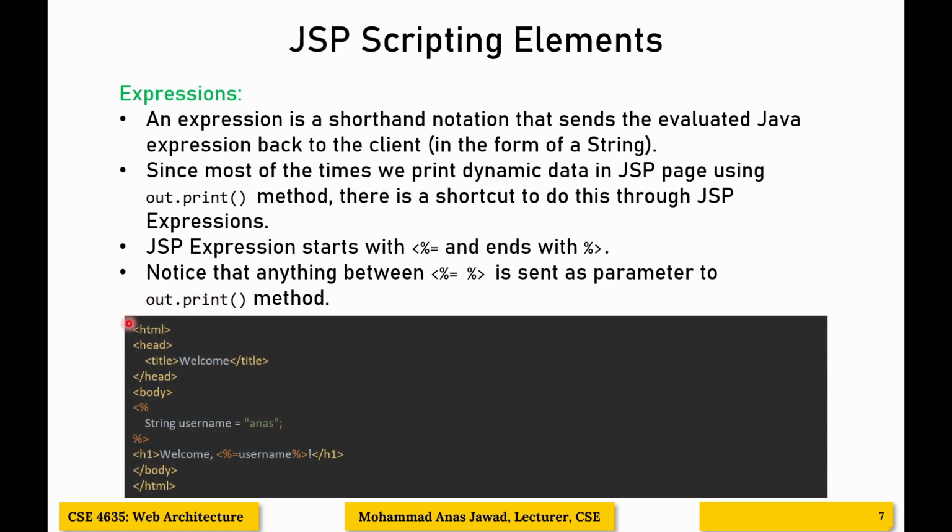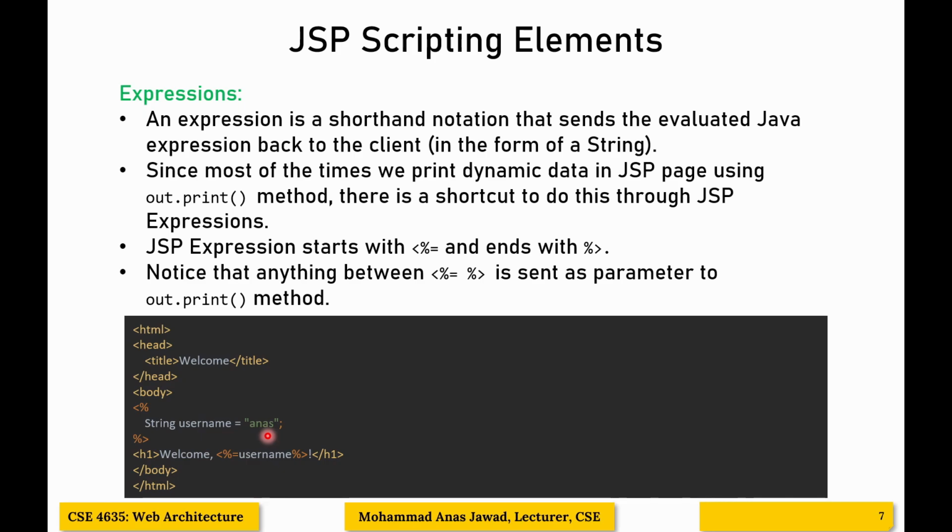So if we take a look at an example here, you can see we have a JSP page, and inside the body of this JSP page, we have created a scriptlet where we are creating a string variable called username, and we are giving it the value anas. Now, when we render this JSP page on the client's side, we only want to print something like welcome and then the value of this username.